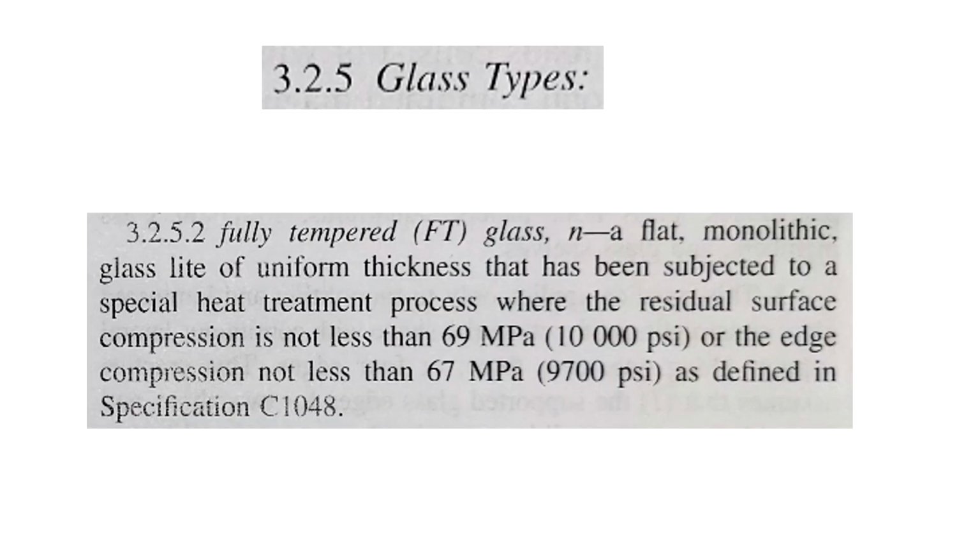All right, now, fully tempered, FT 3252. We're still talking about glass types here. A flat monolithic glass light of uniform thickness that has been subjected to a heat treatment process where the residual surface compression is not less than 10,000 psi, or the edge compression not less than 9,700 psi, as defined in specification C1048. Well, there you go. That's like a test question waiting to happen right there, I got to tell you.